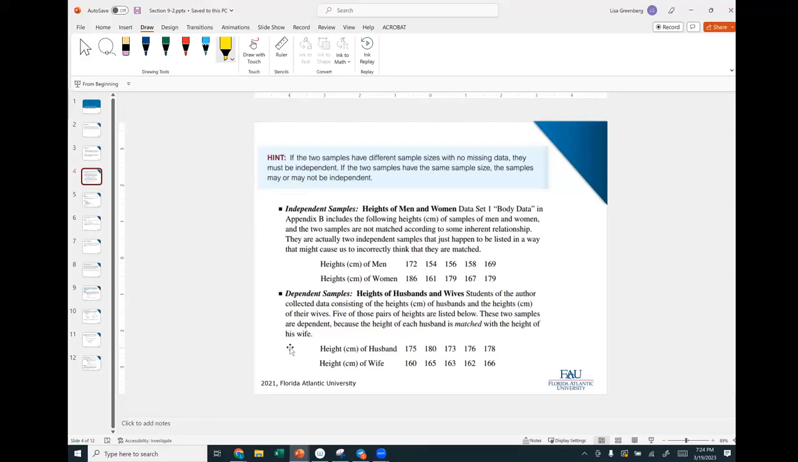Let's look at the hint. If the two samples are different sample sizes with no missing data, they must be independent. Well, that makes sense. We can't have something that's dependent and have different sample sizes, because how do we pair them? If the two samples have the same sample size, the samples may or may not be independent. So if the sample sizes are exactly the same, we want to think, are these samples dependent on each other? If the sample sizes are different, they have to be independent.